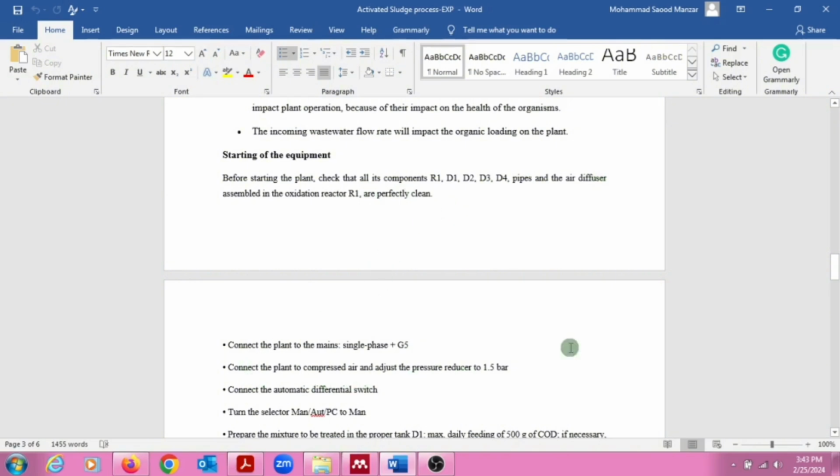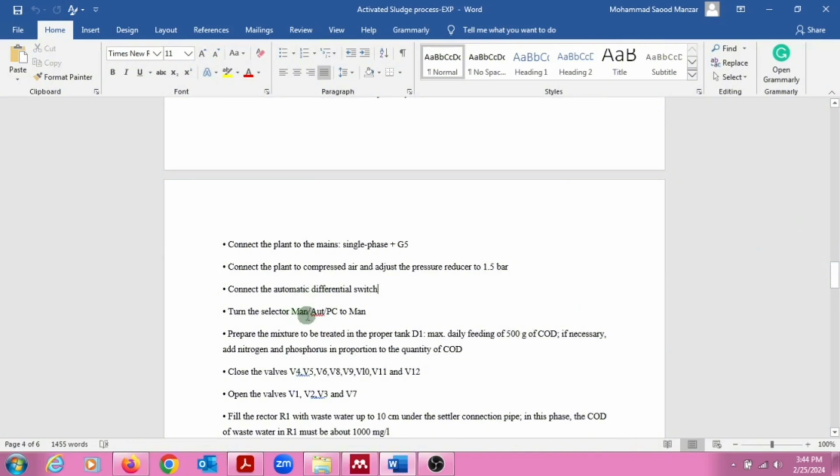After connecting, we have to make sure that we are pumping the air through an air compressor, and the pressure should be around 1.5 bar, and also the differential switch should be automatically connected, and then we have to turn the selector, which is the main automatic switch, and then we have to make sure that our reactor tank is fed with the water that is coming from the treatment plant, and that should have enough feeding of 500 gram of COD. If necessary, we can add the nutrients, in the form of nitrogen and phosphorus, so that we have enough amount of COD.